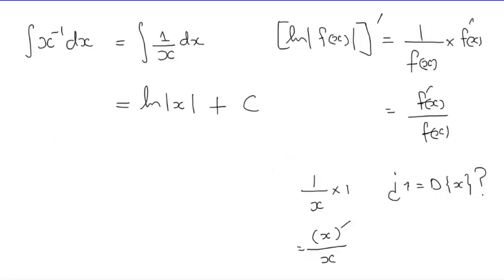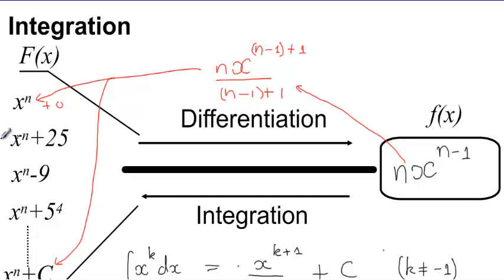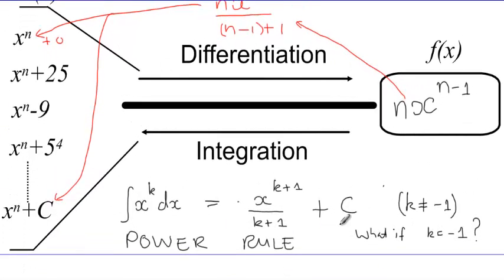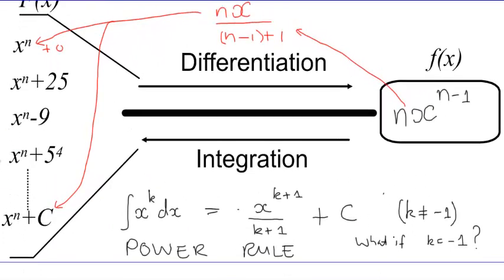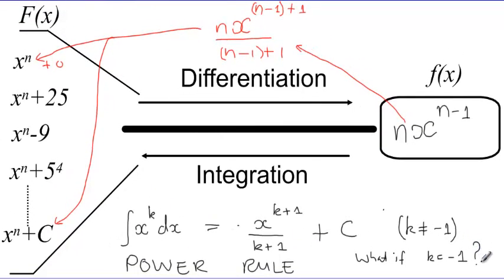So then if I go back to the power rule and say this is true when k is not equal to minus 1, then somewhere at the back of my mind I should be saying the case of minus 1 is an ln type of integral. That is important. If I were you, I'd be writing a note there.